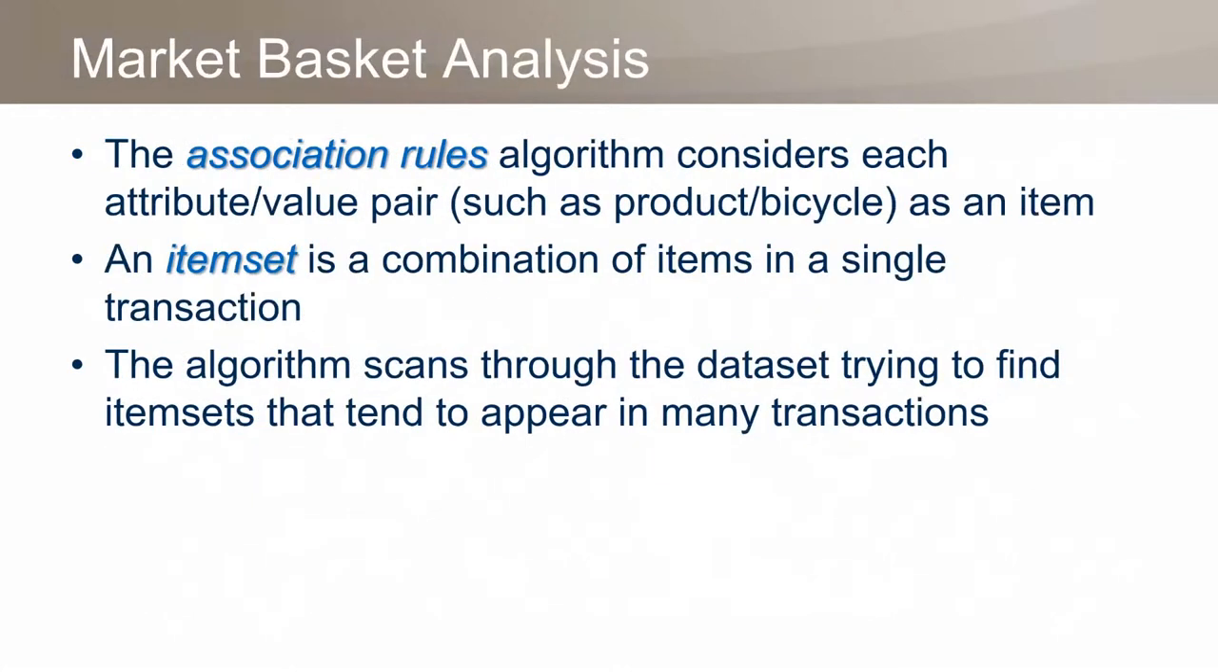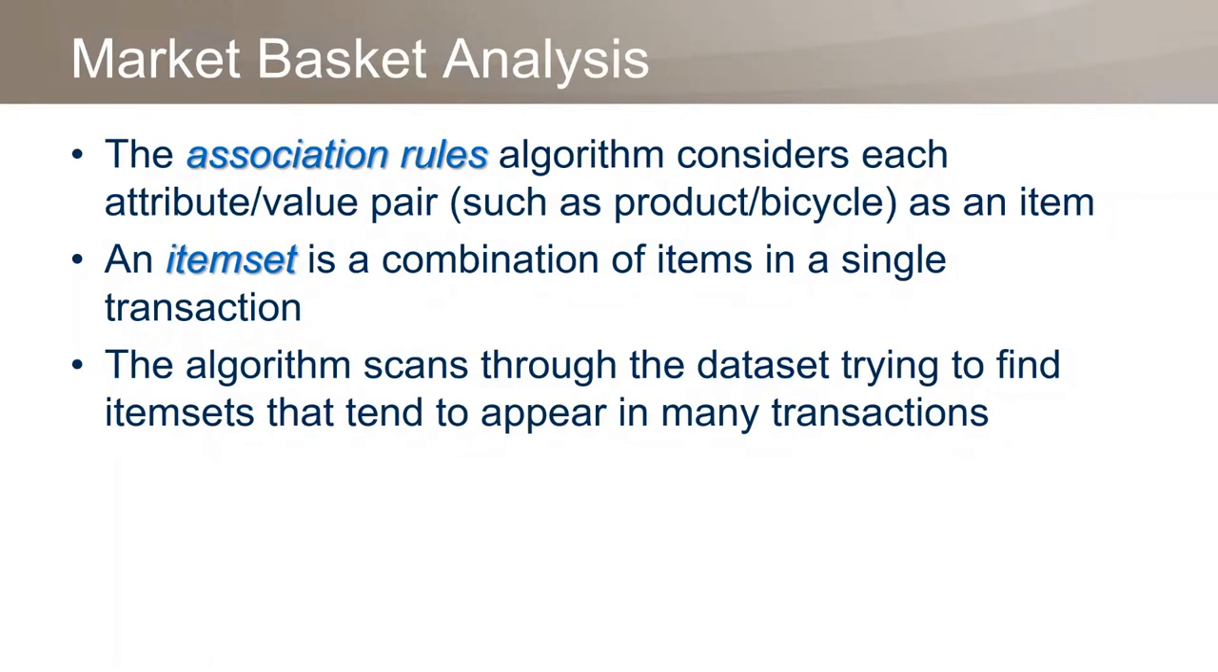Now let's go to a little bit more complex things. So market basket analysis, and this is already something that you typically use to do with R or with Python or with other machine learning tools. So what we are talking about here is the association rules algorithm. And we define attribute value pair as an item. Item set is a combination of items in a single transaction. So item set is set of products in a single order.